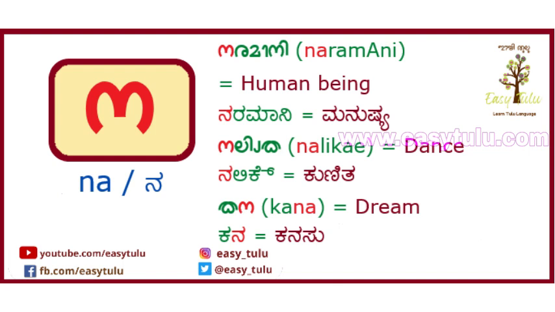Nalike. Nalike means dance, Kunita in Kannada. Kana. Kana means dream, Kanasu in Kannada. Let us see how it is written. Na. Na.